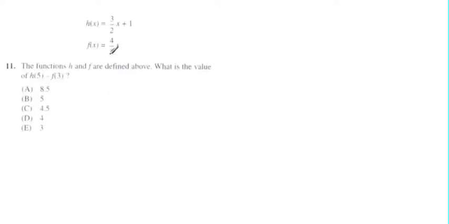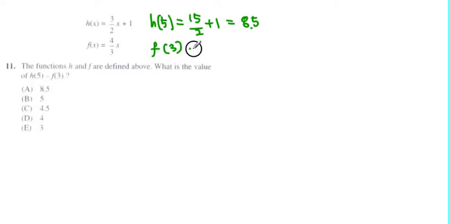Here we have two expressions. Now what is h of 5 minus h of 3? All we have to do is simply plug in those two values and subtract. So h of 5 will be equal to, plug in 5 here, then we'll end up getting 15 over 2 plus 1. 15 over 2 is 7.5. So we have 8.5 here. Now f of 3 is simply 4 over 3 times 3. So we get 4. When you subtract them, we end up getting 4.5.